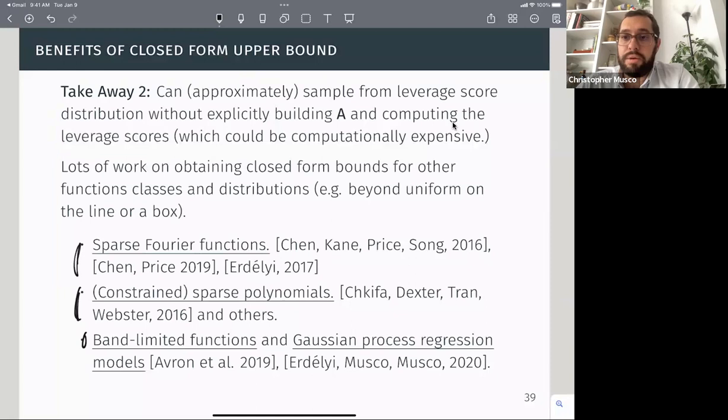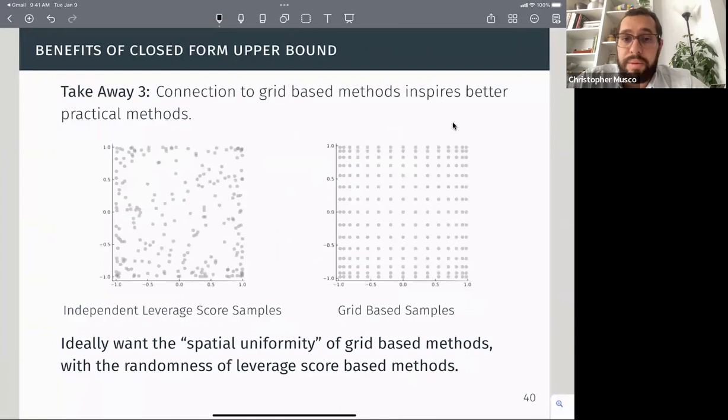And then maybe the last thing I'll mention is that this connection to grid-based sampling methods like Chebyshev sampling can lead to some interesting new ideas for practical methods. One thing we observed in our experiments is that often you use leverage scores and you'll use Chebyshev samples. And for many problems, the Chebyshev grid samples will perform quite well, even though they don't have the same theoretical guarantees for this agnostic learning problem.